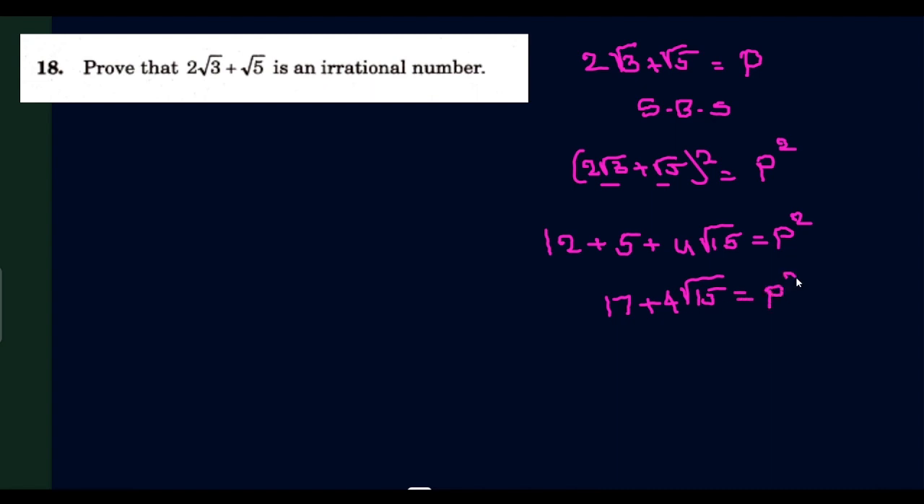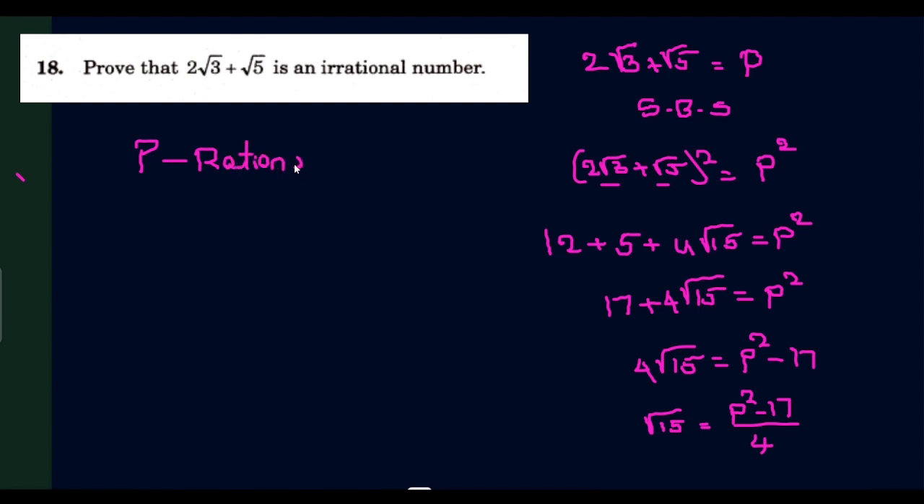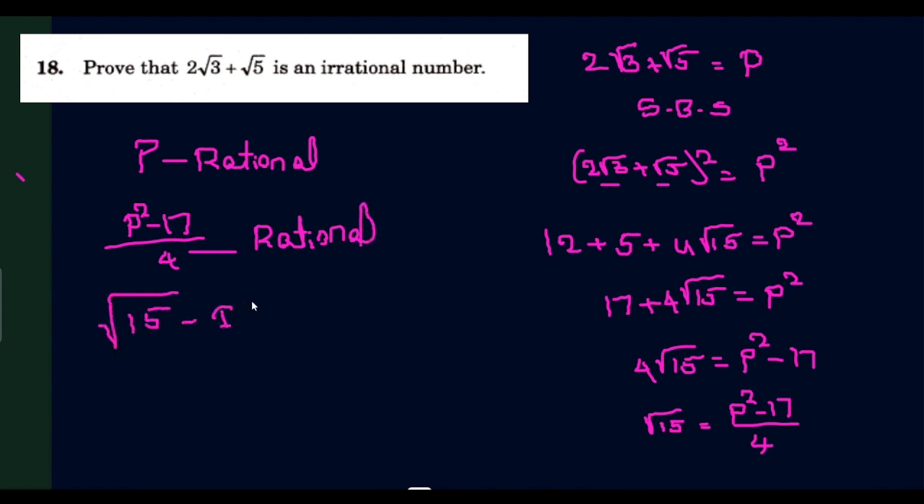Got it? P square. Now what I'm doing is simply taking this 17 to the other side, then 4 root 15 is equal to P square minus 17. Then root 15 is P square minus 17 by 4. So we got this equation, right? But here what we have assumed, here P is a rational number, right? Then P square minus 17 by 4 is also rational. Got it? But here root 15 is an irrational number, purely irrational number.